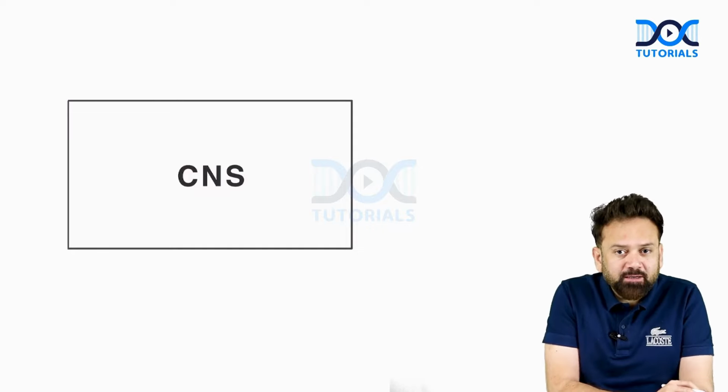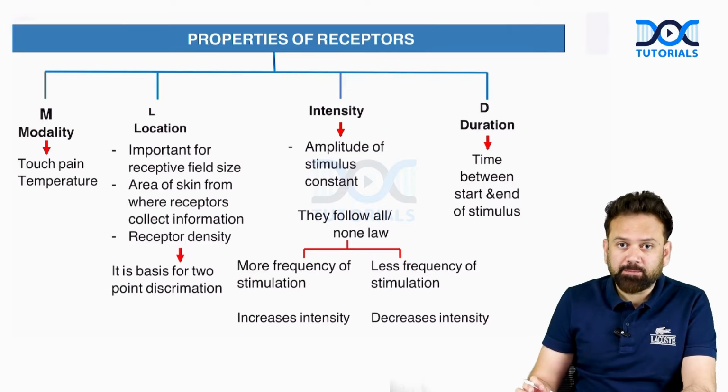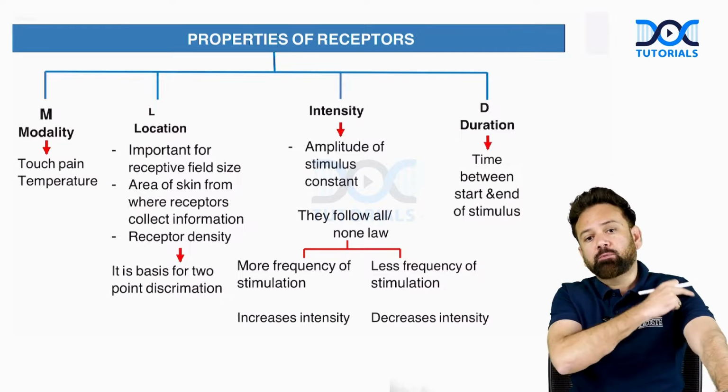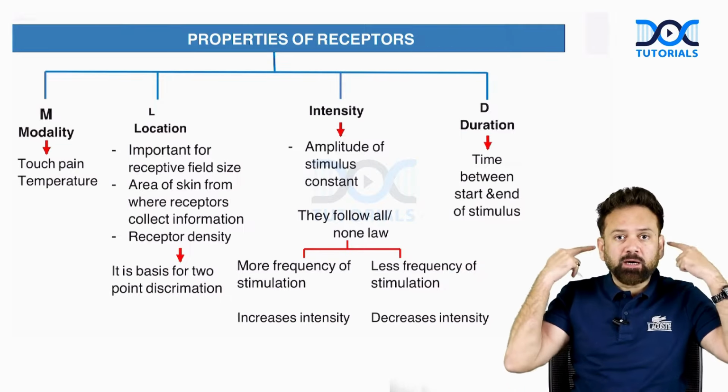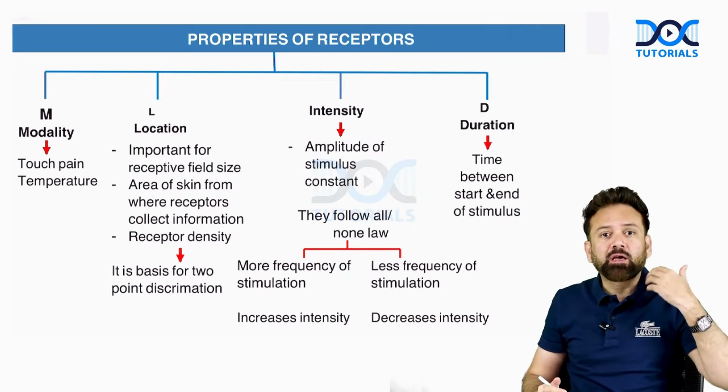So in this quick revision program, we'll start with the neurophysiology, starting with the properties of receptor. So in the sensory physiology, everything starts from the receptor. Then we will discuss about the afferent, then ascending pathway, then thalamus is the relay station, and cortex is like a television where everything is perceived.